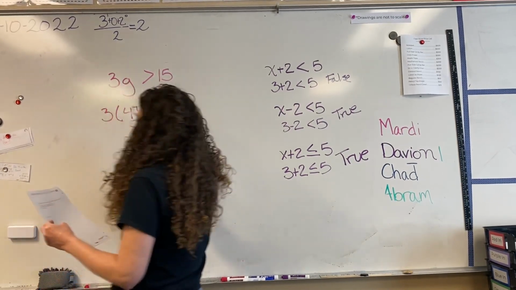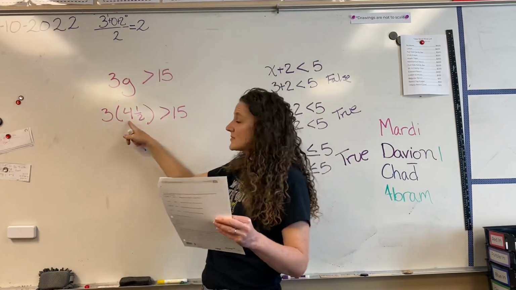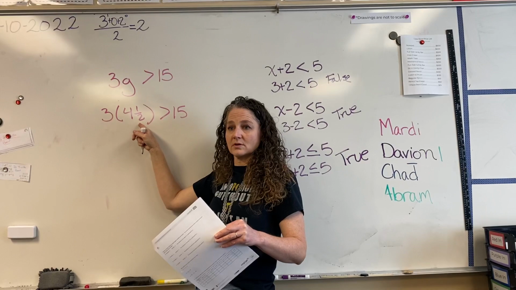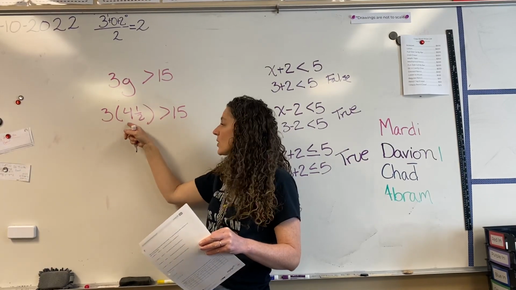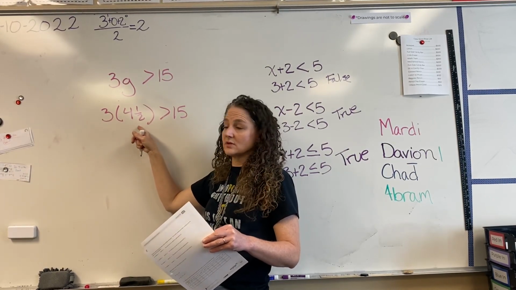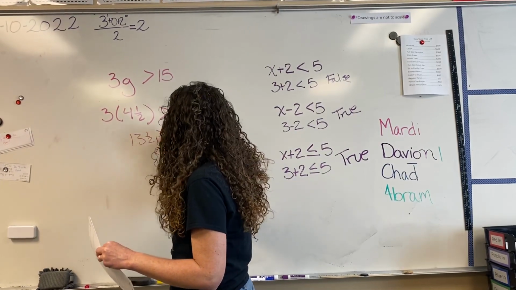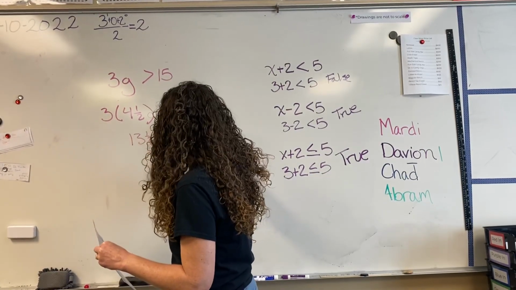Well, what's 3 times 4.5? What's 3 times 4? 12. What's 3 times a half? 1 and 1/2, 1.5. What's 12 plus 1.5? 13.5. Is 13.5 greater than 15? No. So it's false.